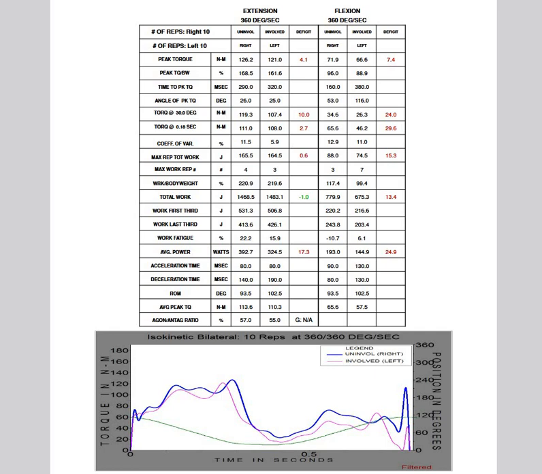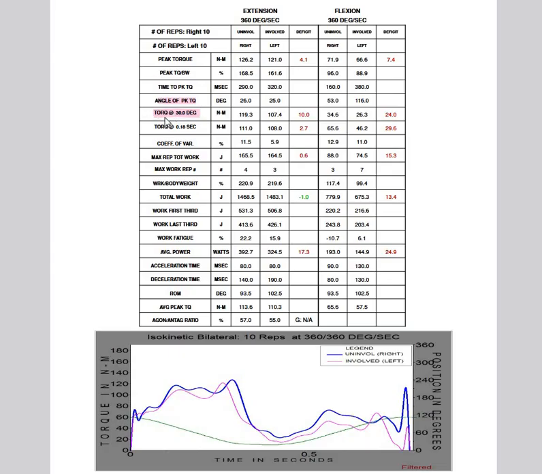Okay, so for our next two measurements we're going to discuss, we're going to look at torque relative to position, so the kinematics of the movement. And these are the angle of peak torque here and torque at 30 degrees of knee flexion. So I want to talk about this value first, the torque at the 30 degrees of knee flexion.